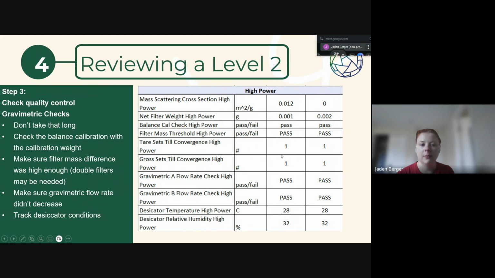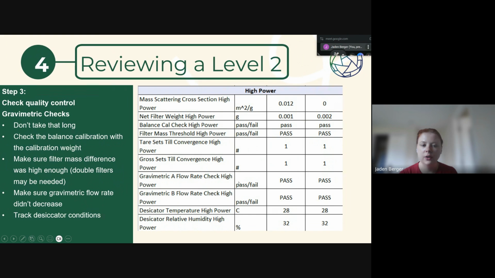This app will automatically look at the difference in mass of your dirty to clean filter and see if that passes the threshold for the balance that's used. So you have to have enough change in mass to overcome the uncertainty of the balance. So it will tell us if we pass or fail our filter mass threshold. If we fail, that is indicating that we need to use double filters for that stove or for that phase.